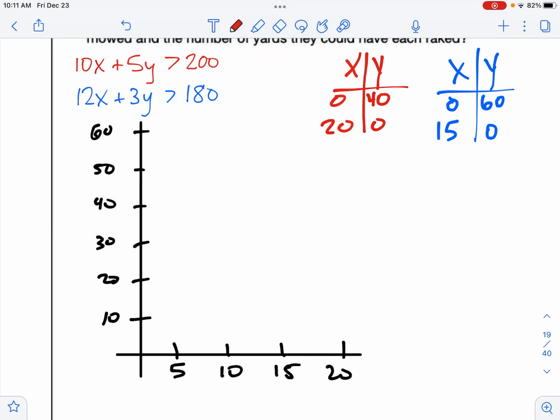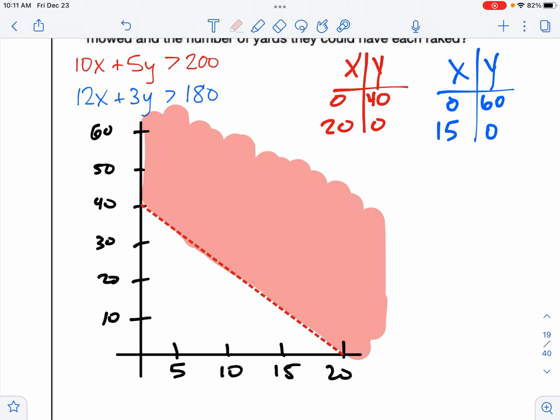If I grab each of their inequalities and see what that looks like, then I'm going to be able to describe for you where we're looking for our solutions. Tammy here goes from (0, 40) to (20, 0). That would be Tammy's line. And again, these are greater thans, so we'd be shading above that line for Tammy. Then Keith's line goes from (0, 60) to (15, 0), and above the line for Keith as well, because remember, they want to earn more than the amount they have listed there.